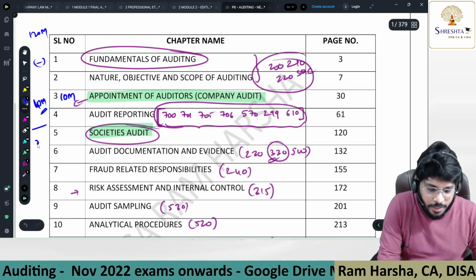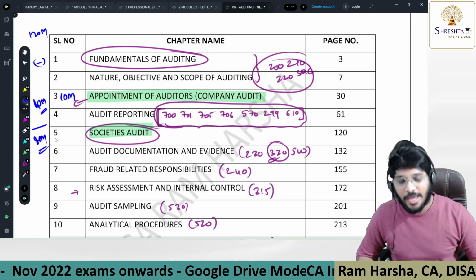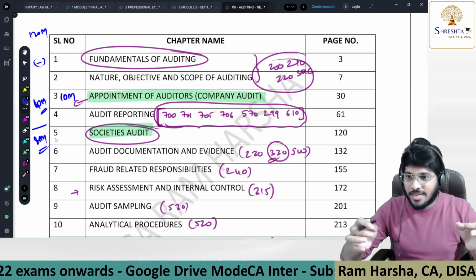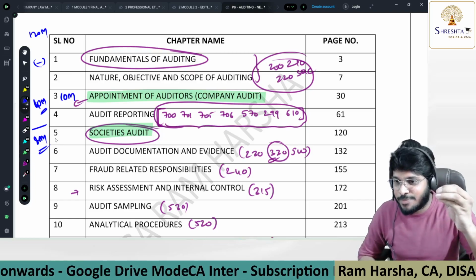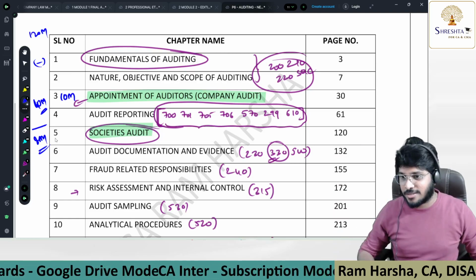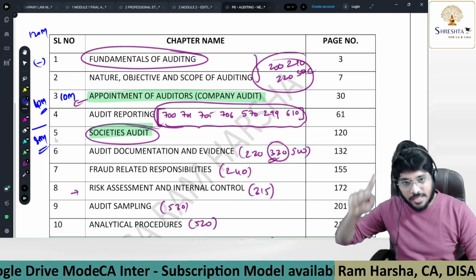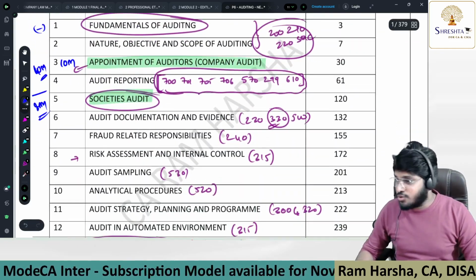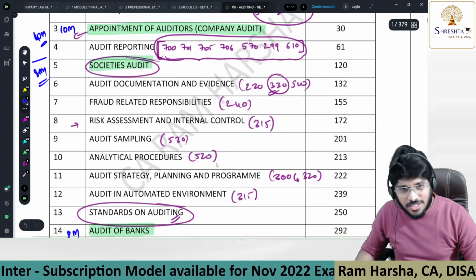120 minus 40, 80 marks is from standards only, obviously, at CA Inter. 80 marks of the syllabus is from standards. But the fact that 80 marks come from standards, 99% of the students don't even recognize it. In my regular audit class, I tell this even at the introduction to the standards class. Now you see here, these are the chapters which are actually talking about various standards.